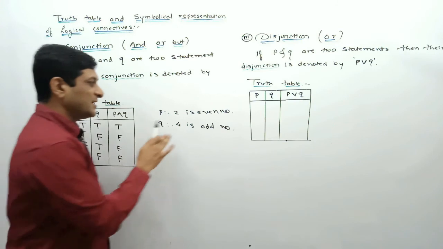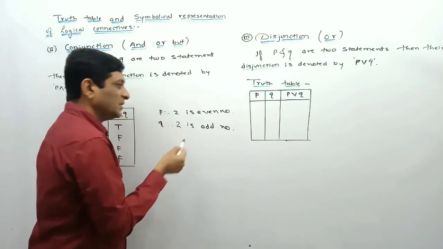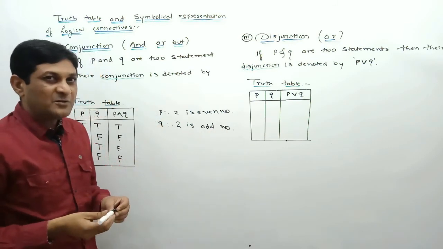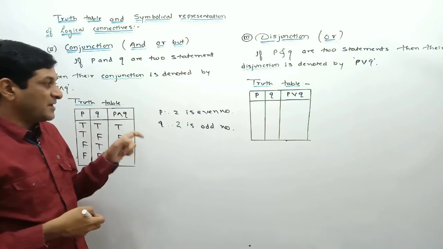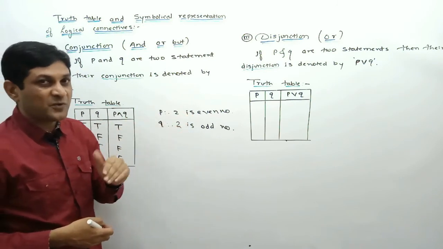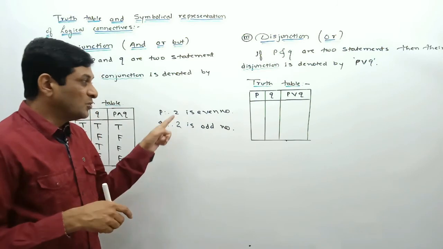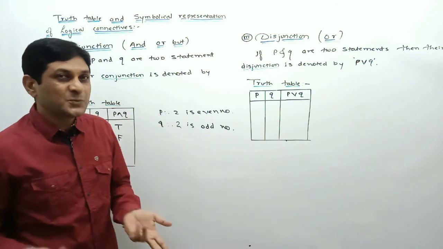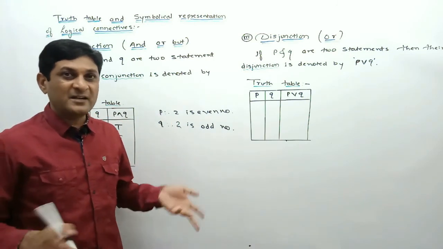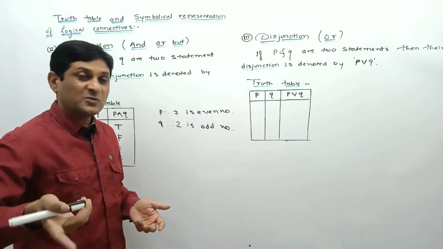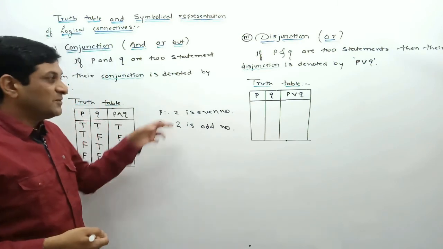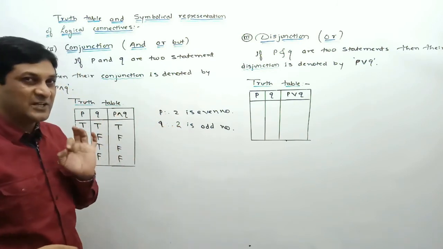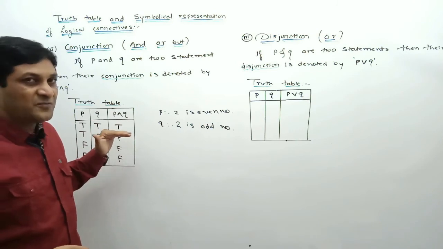Otherwise, if I am taking 2, now 2 is an even number is a true statement, and 2 is an odd number is false. Now if I am connecting these two statements by and, one is true and the second is false. Let us see what result we will get. 2 is even and odd, meaning 2 is even as well as odd. Is it possible? No, because 2 cannot be even and odd at the same time. So if we connect one true statement and one false statement by and, the result will be false.